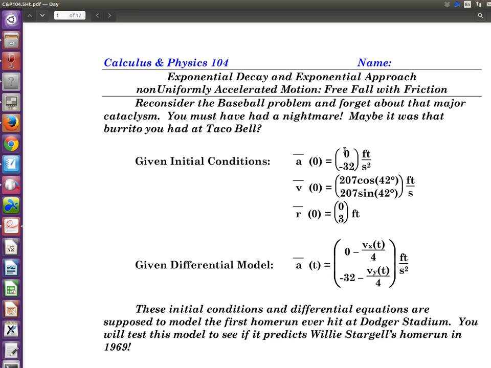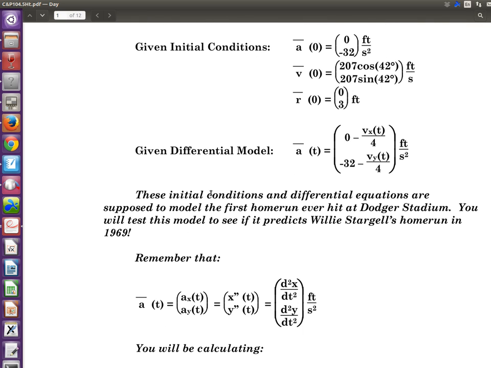Okay, now the problem here is, how do you model the friction? We still have the same a sub 0. We still have the same v sub 0. We still have the same r sub 0, but we have a different differential model for the acceleration. We're going to model it as the acceleration is directly proportional to the velocity. So the faster you go, the more air resistance there is. Does that make any sense? Yeah. Now that's not the only way to model air resistance, but that's one way we're going to take a look at.